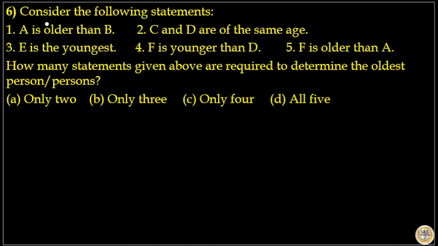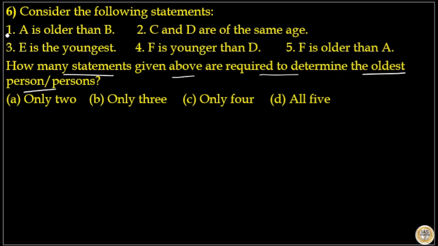Next is question number 6. Consider the following statements. A is older than B. C and D are of the same age. E is the youngest. F is younger than D. F is older than A. How many statements given above are required to determine the oldest person?